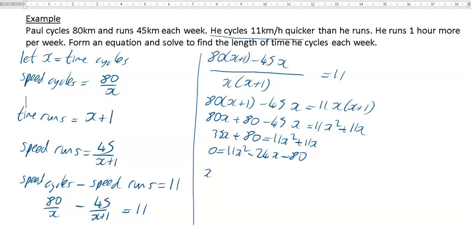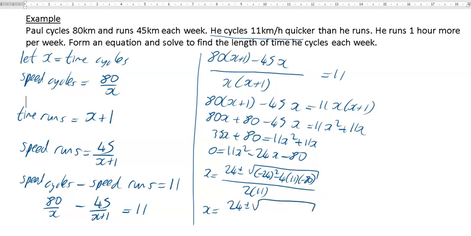So here, x is equal to minus b, which is going to be 24, plus or minus the square root of b squared, minus 4 times a times c, which is minus 80, just squeeze that in, all divided by 2a, so that's 2 times 11. If you do that out, you're going to get x is equal to 24 plus or minus the square root of 4096, and that's all divided by 22.